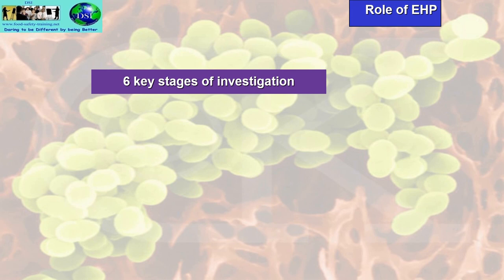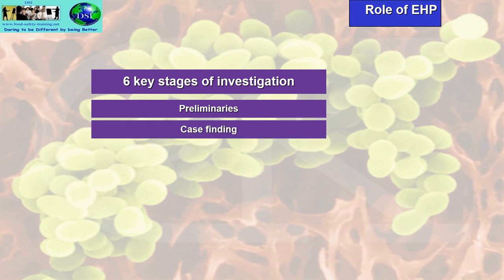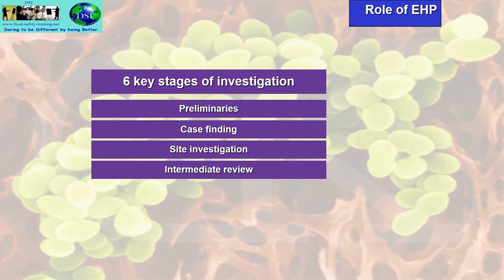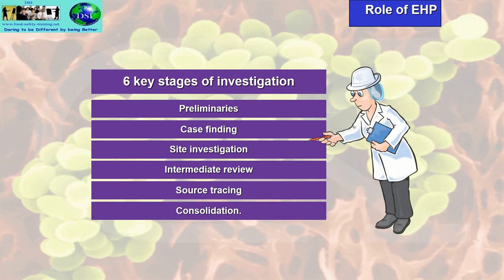So the role of the environmental health practitioner: there are six key stages in the investigation. There are preliminaries, case finding, site investigation, intermediate review, source tracing and consolidation. And again, look at the notes that have been provided for more details of these six key stages.